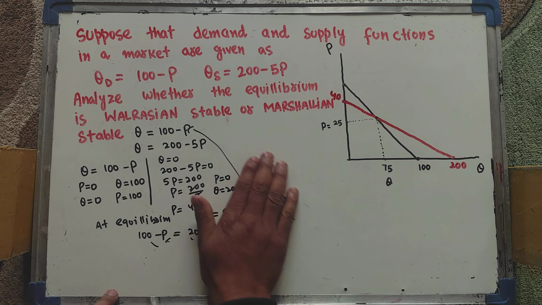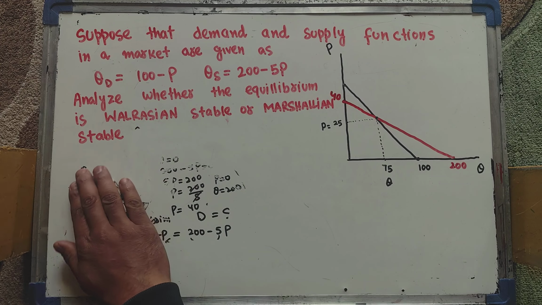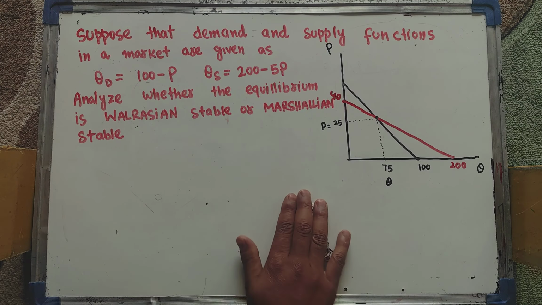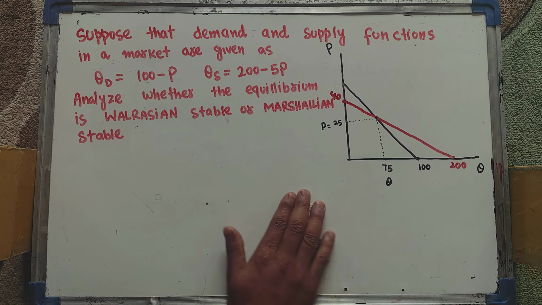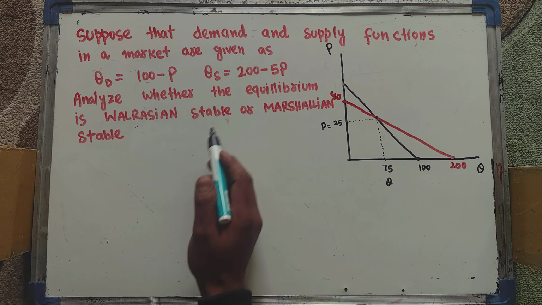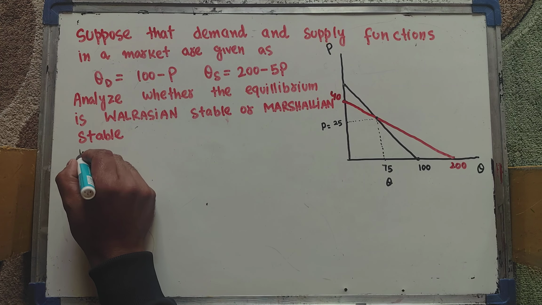Now we need to discuss the stability of this very equilibrium using the Walrasian approach and the Marshallian approach. Okay, so let us first take the Walrasian case.